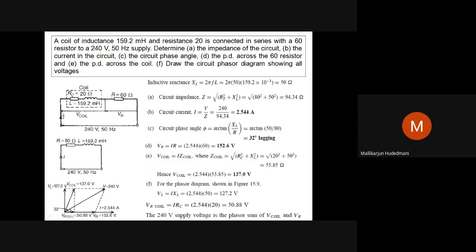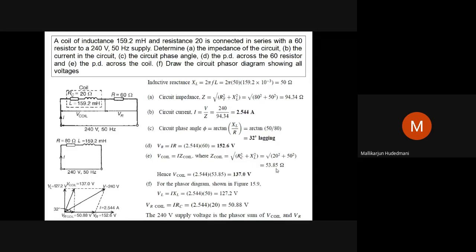Then what is the voltage across the coil part of the circuit? This coil is consisting of what? 20 ohm resistor and 159.2 millihenry inductance. Voltage across this, you have to find out Z of this coil multiplied by I. That's what is done here. I into Z coil, where Z coil again I have to calculate. How can I do? 20 square plus XL was 50. So it is 20 square plus 50 square inside the square root. That becomes 53.85 ohms.